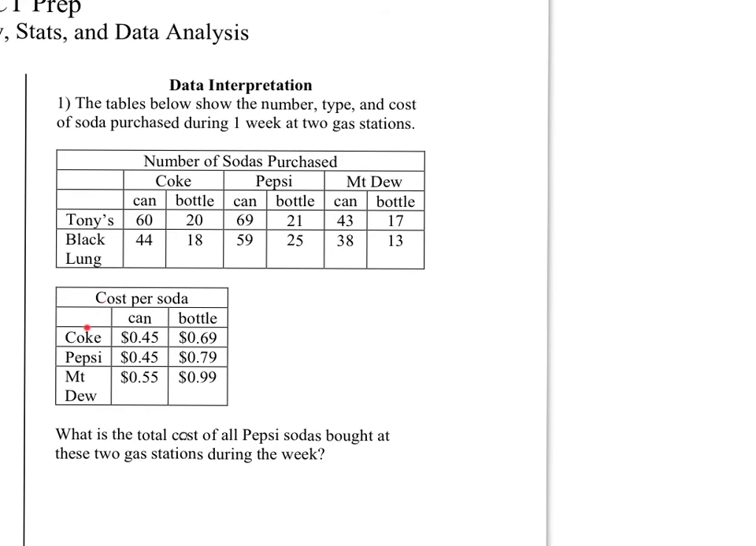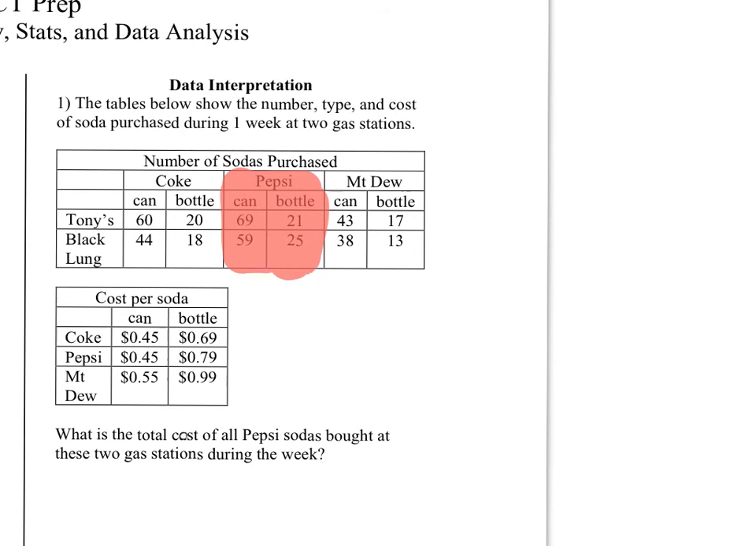Then it tells us down here what these things cost. Coke cost 45 cents for 1 can and 69 cents per bottle. Pepsi was the same cost per can but 79 cents per bottle, etc. The question is, what is the total cost of all Pepsi sodas bought at these 2 gas stations during the week? So let's check this out. So looking at Pepsi.